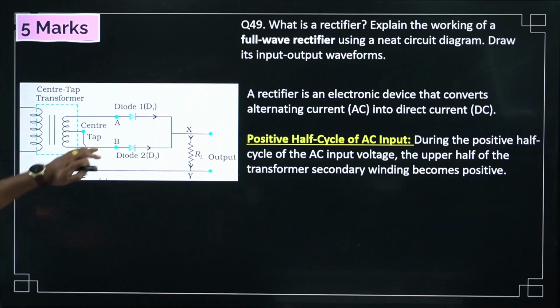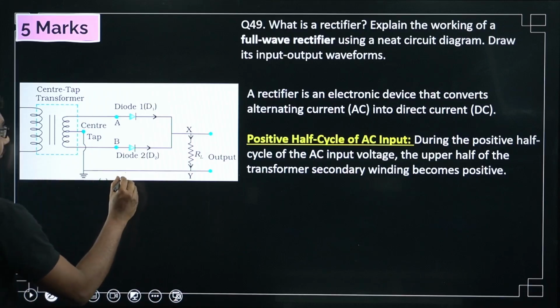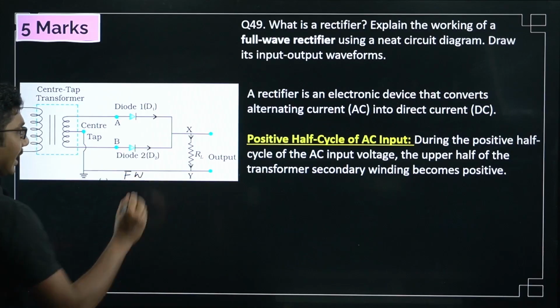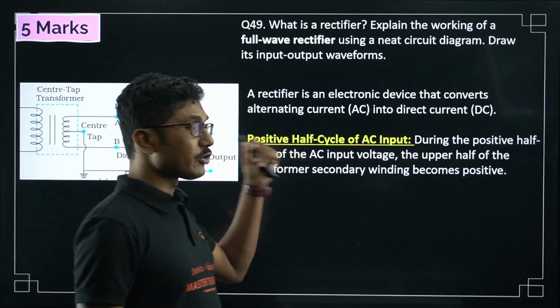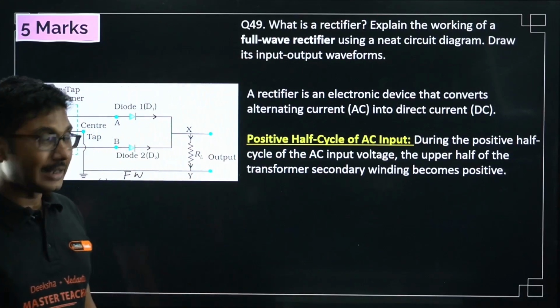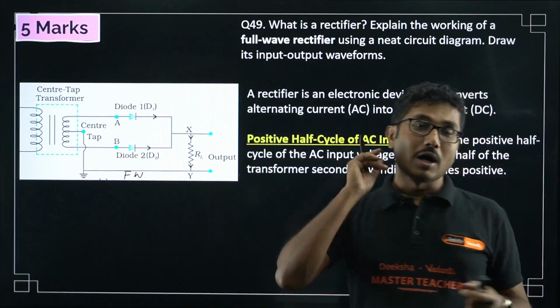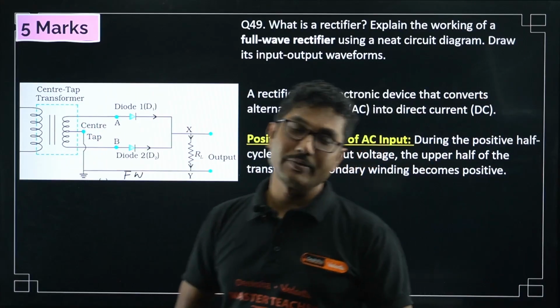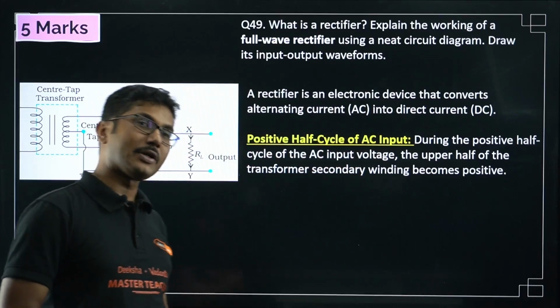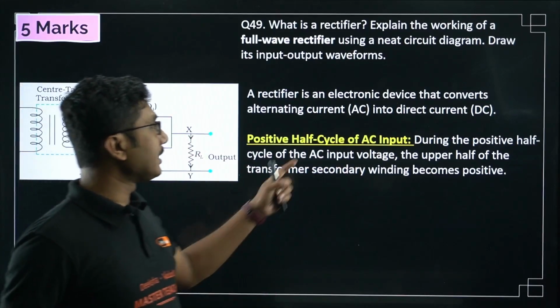Now you have to draw this diagram. This is a full wave rectifier diagram. During the positive half cycle you have to write two cases: positive half cycle and negative half cycle. Whatever rectifier they give you, if they give you a half wave rectifier, you also have to write for two cases. If they give you a full wave rectifier, also write it for two cases. Positive half cycle of the AC input.